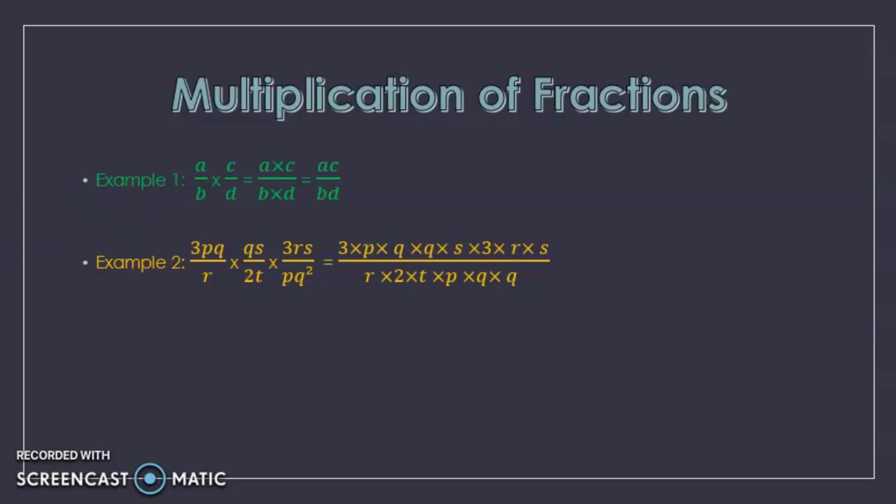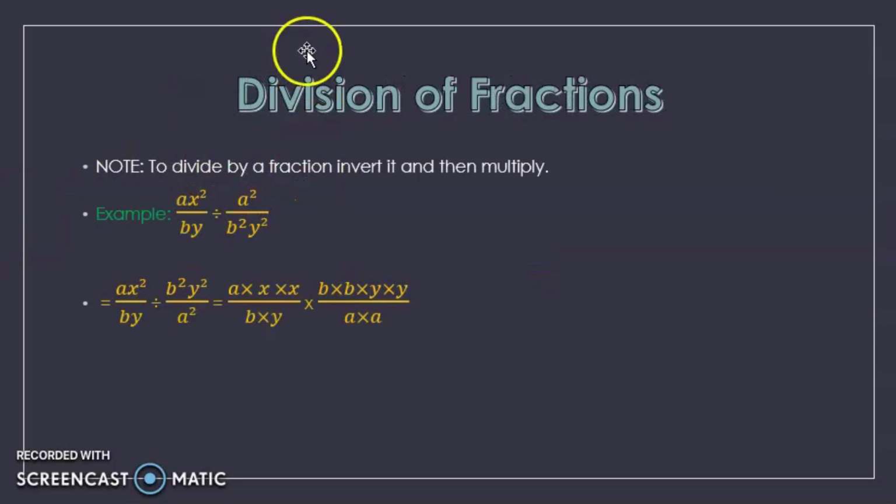Okay, moving on to division of fractions. Now, note that to divide by a fraction, you first need to invert it and then multiply. So, to invert, you basically upturn this fraction and then change the division sign to multiplication. And the same as you did for multiplying, you do the same for dividing. In this case, you expand it after you upturn this one, then we cancel out.